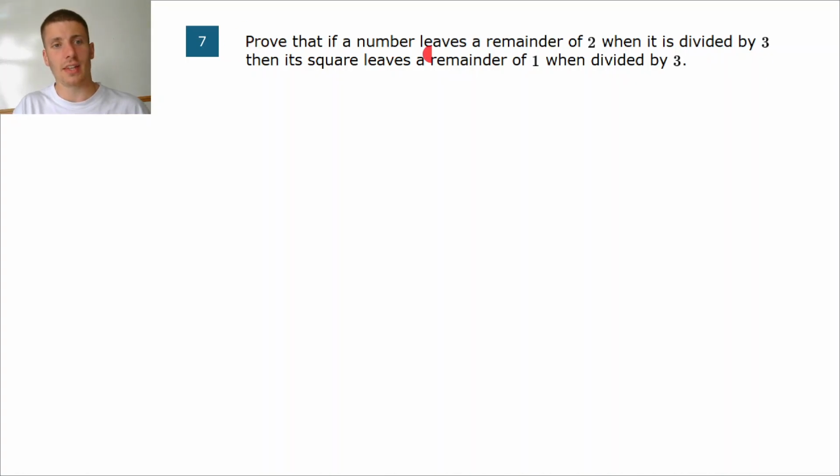Let's just consider this top line to begin with. So prove that we have a number that leaves a remainder. So we have a number that leaves a remainder of 2 when it is divided by 3. I've got to try and write this algebraically because with proof by deduction, you've got to prove it for all cases.